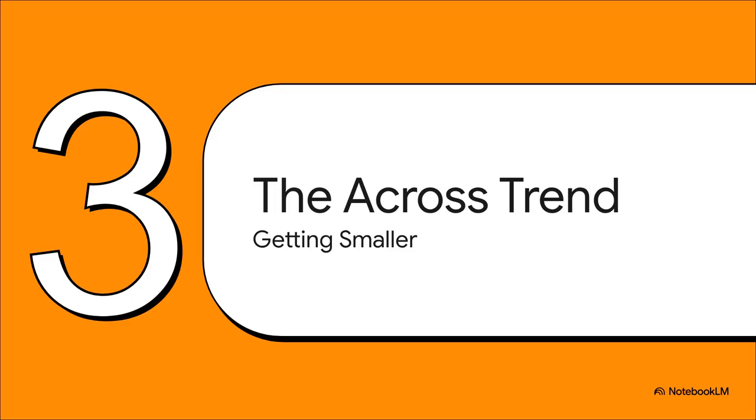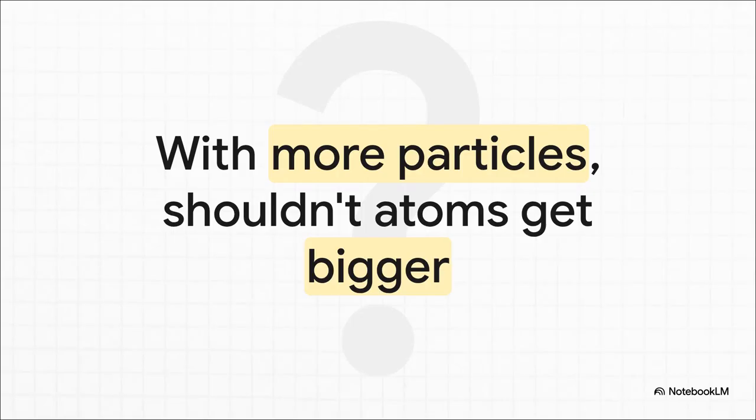We're going to move east, straight across a row, or what's called a period. And here's the puzzle. Think about it. As we move across a row from one element to the next, we are adding more stuff. We're adding a proton to the nucleus, we're adding an electron to the cloud. So common sense says it should get bigger, right? More stuff equals bigger size.